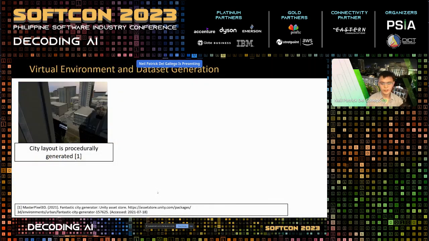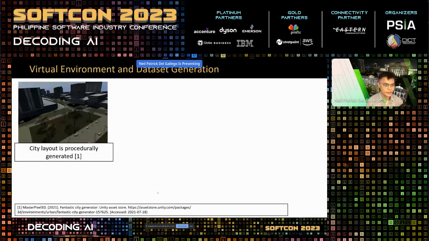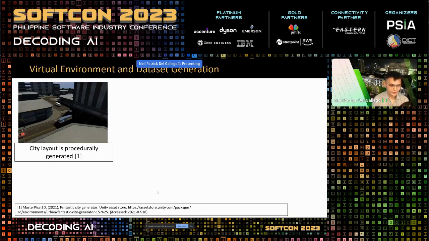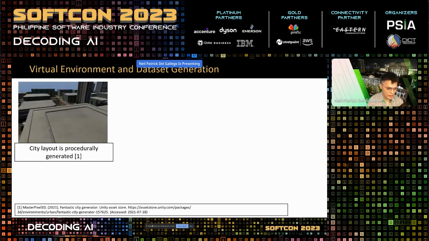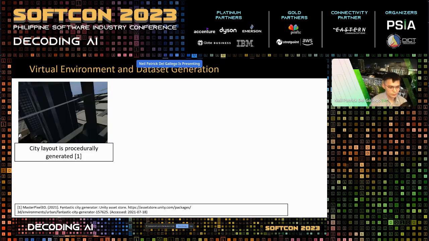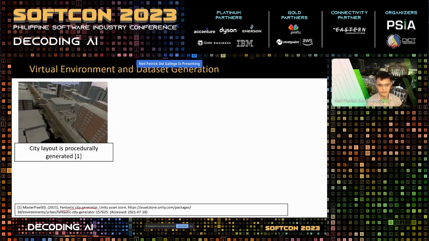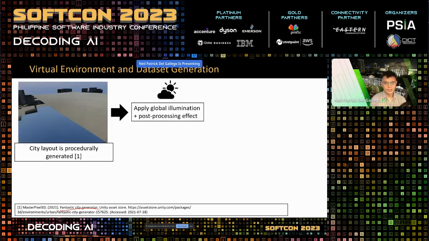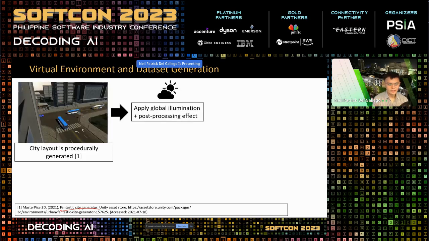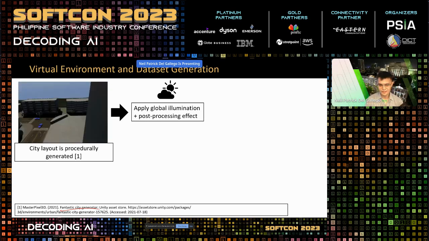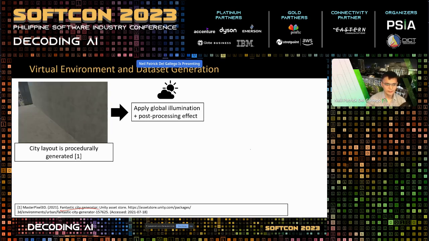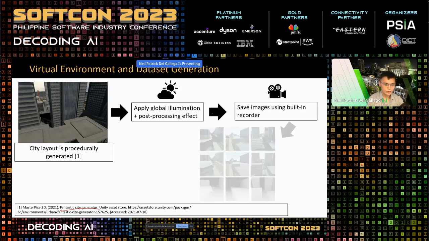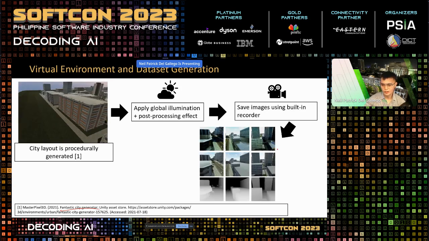So how do we gather data sets? So we have here our own virtual world, which is procedurally generated. We are fortunate to have an API for this. So we call it the Fantastic City Generator. Given this, we apply global illumination and post-processing effect to make it realistic. Okay, so this is a computer graphics terminology. And then we save the images and it would produce us itong set na to.